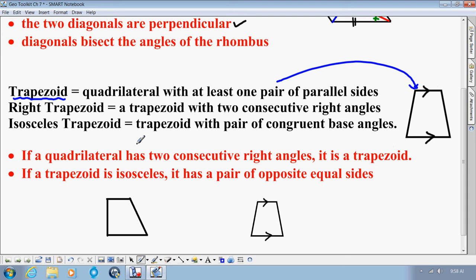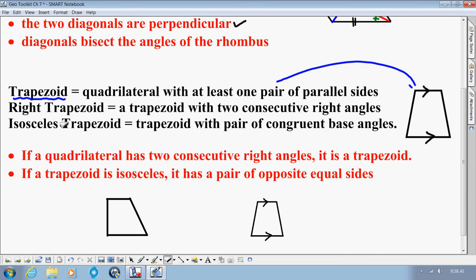We have a couple other types here that are special types of trapezoids. First of all, we have a right trapezoid. That's a trapezoid with two consecutive right angles. And so it would look like this, and although it doesn't look like in the picture, I could draw these markings, for instance, in here, and that would make it a right trapezoid because these would be right angles, even though they don't look like it. If we mark it, they would be.